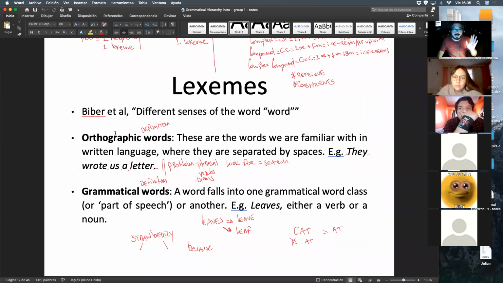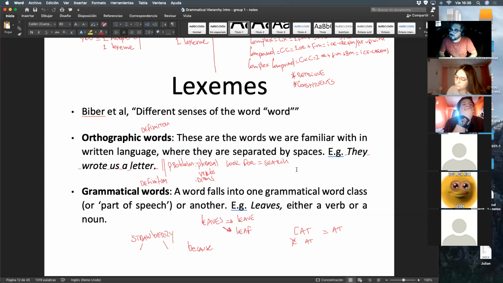The very first of them is the orthographic definition, or orthographic words. These are the words we are familiar with in written language, where they are separated by spaces. So for example, "They wrote us a letter" is a sentence composed of 1, 2, 3, 4, 5 words. Why do I say that? Because all these written forms are separated by spaces, right? So the pronoun they is separated from the rest of the sentence by 2 spaces, one before and one after. Therefore, it's a word. The same with wrote, the same with us, a, letter.